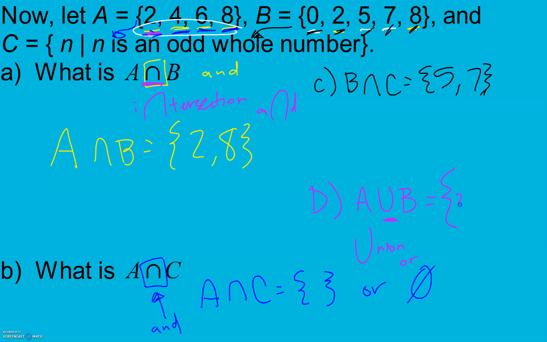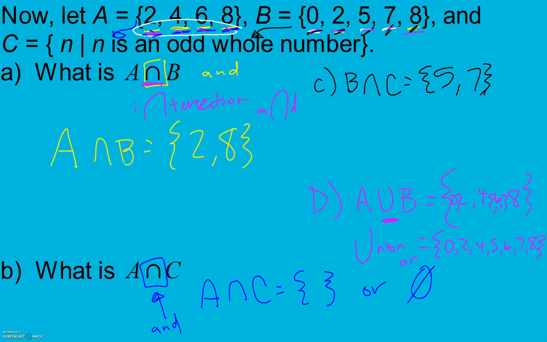So I list 2, 4, 6, 8, 0, I already have a 2, 5, 7, and I already have an 8. So here, my set of the union of A and B is 0, 2, 4, 5, 6, 7, and 8.